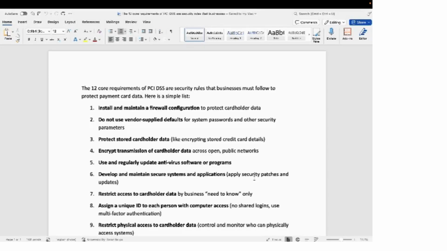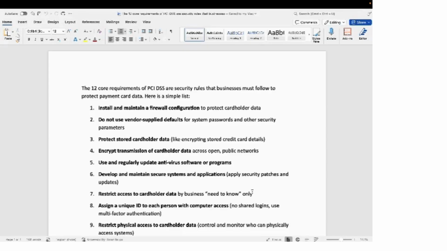Fourth, encrypt transmission of cardholder data across open public networks. Across the public networks, if you are transmitting the cardholder data, encrypt this. It means TLS should be there.